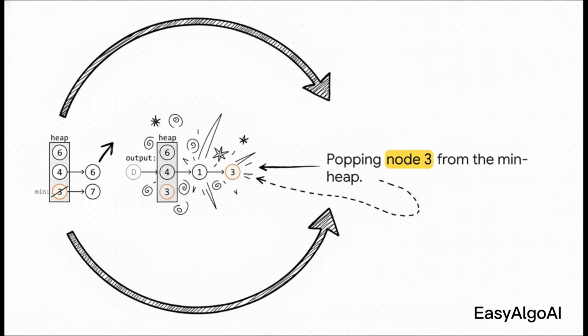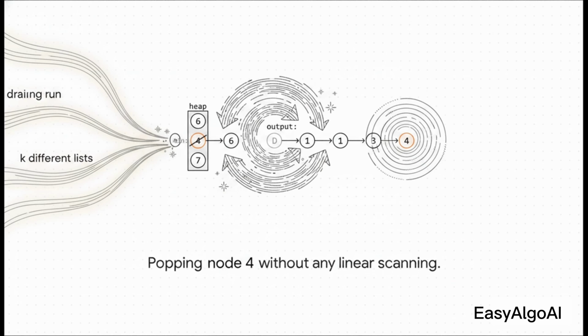We pop the 3, completely showing off how this data structure eliminates any need for manual searching. We replace the 3 with a 7 from its original list, and the heap instantly offers up 4 as the next smallest. The really crazy part is that this mechanical algorithm almost feels alive as it runs. We pop 4 next, completely bypassing any linear scanning. We are effortlessly draining k entirely different lists at the exact same time.